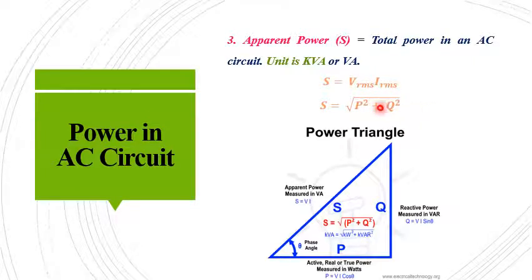So this is the power triangle that explains the relationship between all three powers: active power, reactive power and apparent power. Active power is VI cos phi, reactive power is VI sin phi, and apparent power is VI. Then the angle between the active power and the apparent power is your phase angle phi.